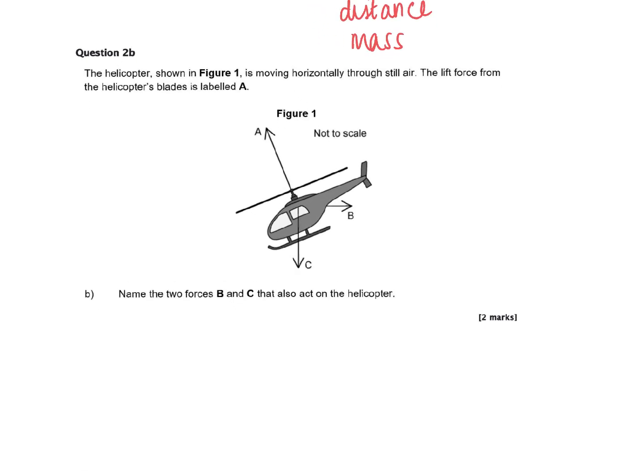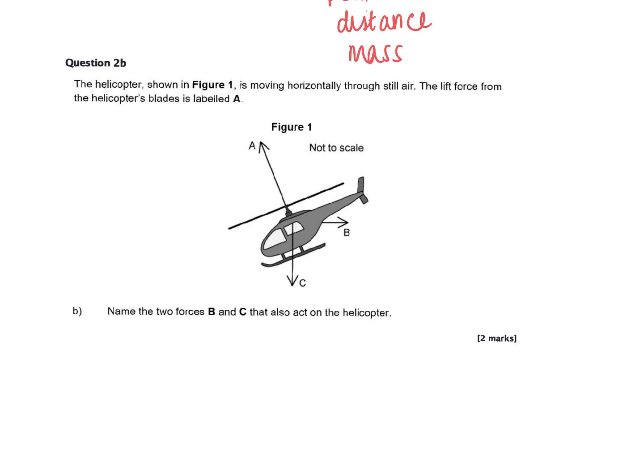On to 2b. The helicopter shown in figure 1 is moving horizontally through still air. The lift force from the helicopter blades is labelled A. Name forces B and C on the helicopter. So we haven't gone over this yet in AS level, but you should hopefully remember it from year 11 physics. C, the force going down, is going to be our weight. So that's mass times the gravity, and B is going to be our drag or air resistance.